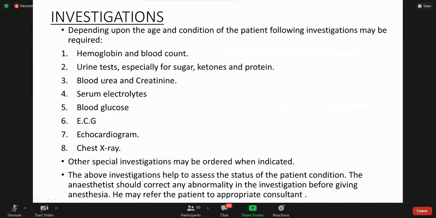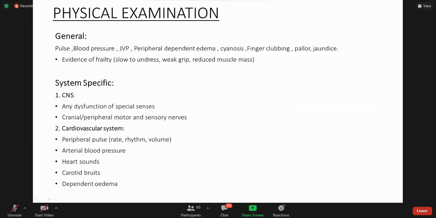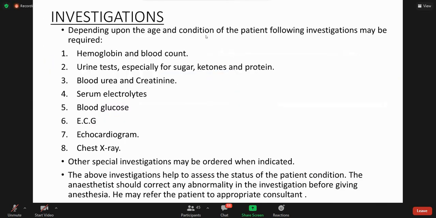So after doing the physical examination of the patient, we'll order certain investigations. And those investigations include hemoglobin and blood count, urine tests, especially for sugar, ketones, and protein, blood urea and creatinine, serum electrolytes, blood glucose, EKG, echocardiogram, X-ray.